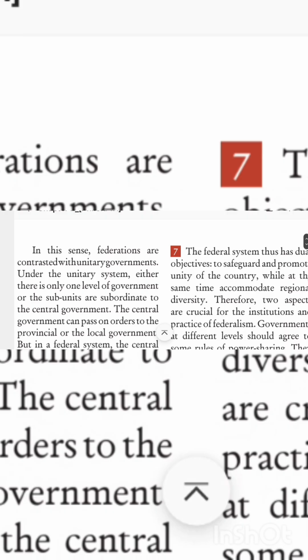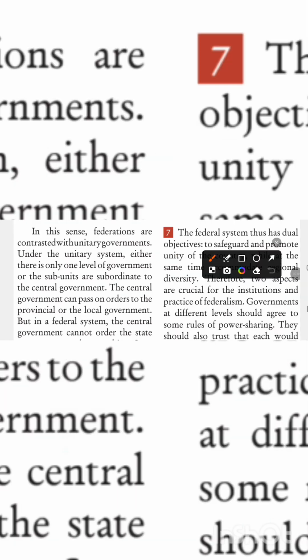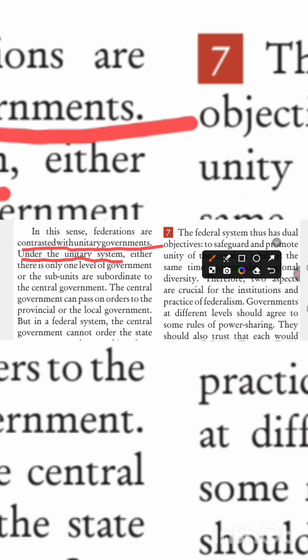Here you can see federal government contrasted with the unitary form of government. Under the unitary form of government or system, either there is only one level of government or the sub-units are subordinate to the central government. So in a unitary form of government, the central government is supreme. Whatever decision is taken by the central government will be accepted by the state government or subordinate governments.